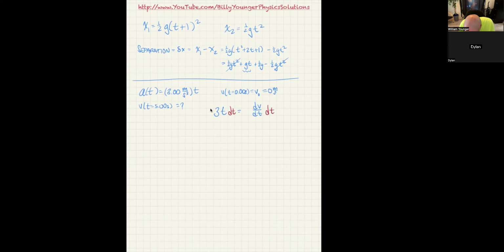So I just took the 3t and set that equal to dv/dt, because 3t is the acceleration, and acceleration is dv/dt.